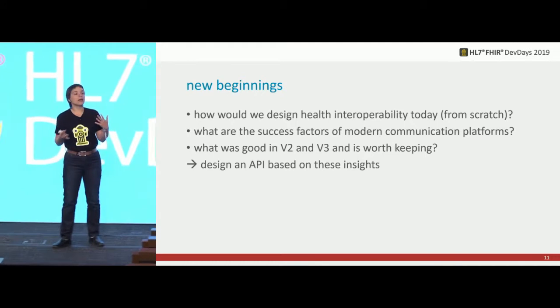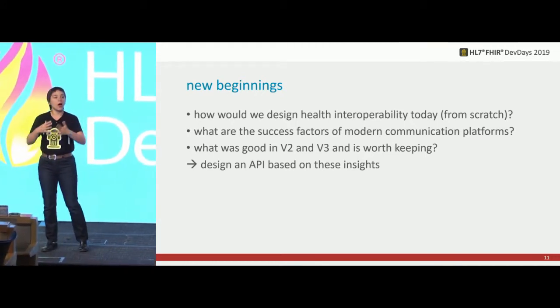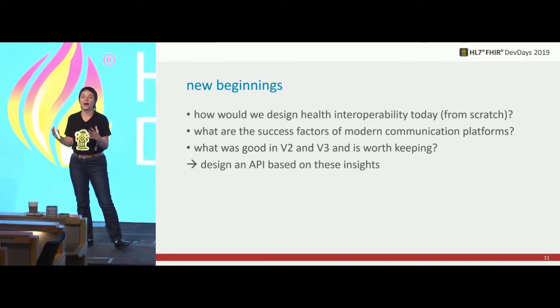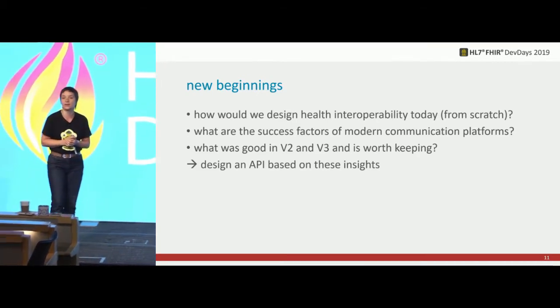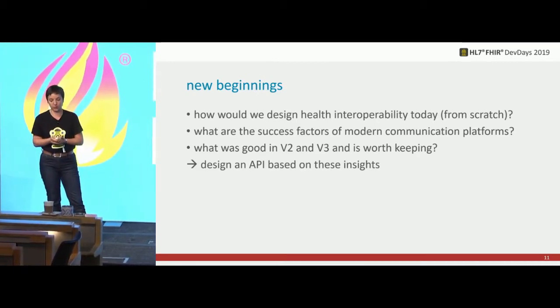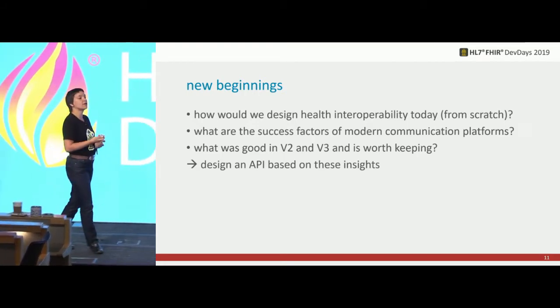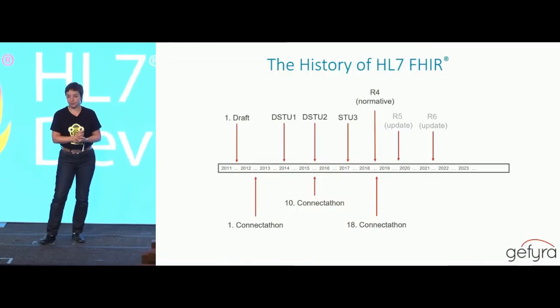So they were looking at what the success factors were, but also decided to keep all the lessons learned, all the successful parts of the older version 2 of the older HL7 standards, and carry them into the new standard. So based on these insights, they developed an API, which today we know as FHIR.